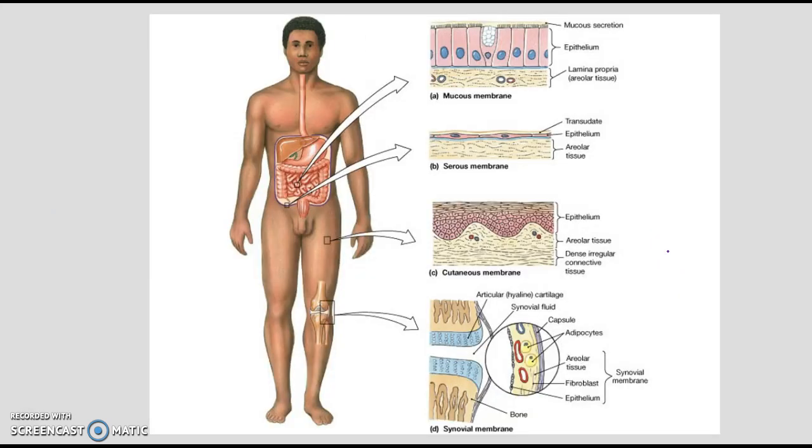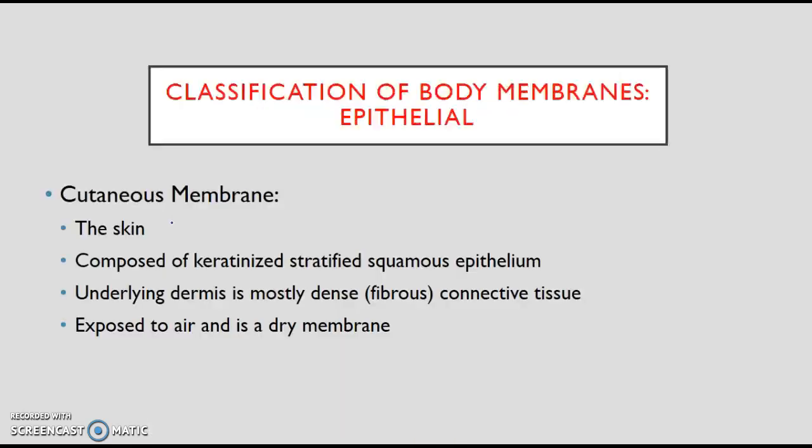So here are the 4 major membranes that we're going to talk about. These 3 here are our epithelial tissue membranes, and we're going to talk about them first. So the cutaneous membrane would be our skin. Serous membranes are going to cover different organs to basically decrease friction. And then mucous membranes are going to be secreting some type of secretion. And then we have our connective tissue membrane here, our synovial membrane, which we'll talk about last.